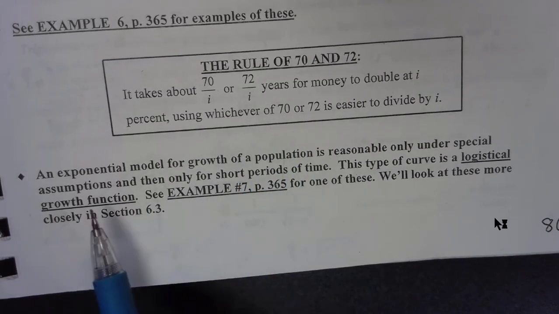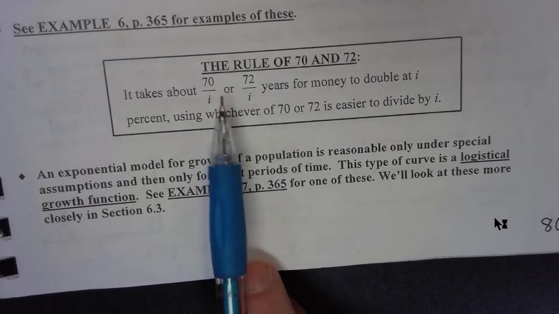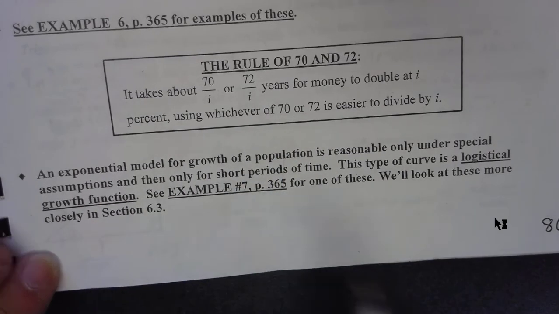It's just another quick way to figure out how long it's going to take your money to double. And they use different formulas. I think now it's 74. And then we just looked at this exponential model for growth.